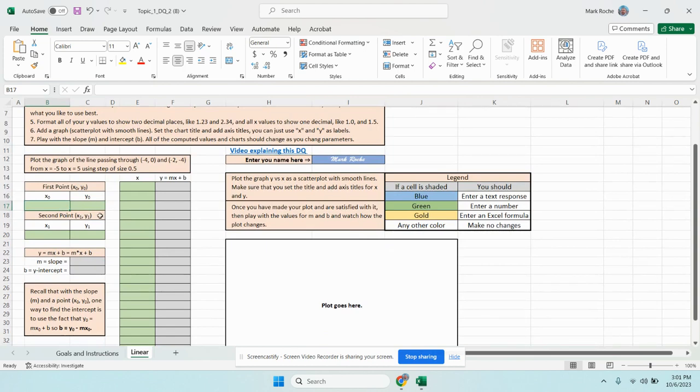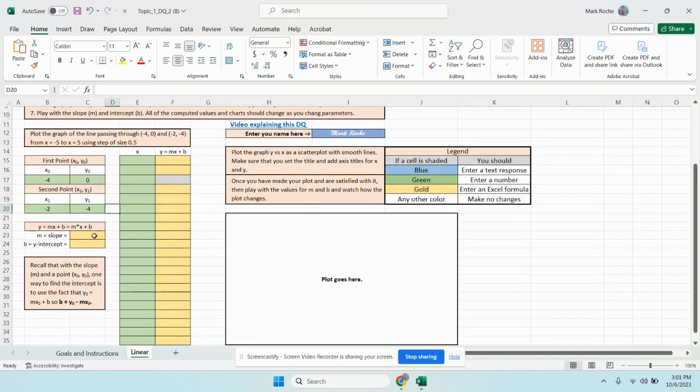boxes here. So my first point is -4, 0. My second point is -2, -4. So now, since these boxes are gold, they want us to replace them with functions.